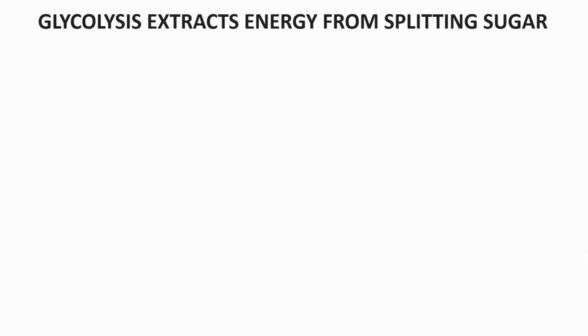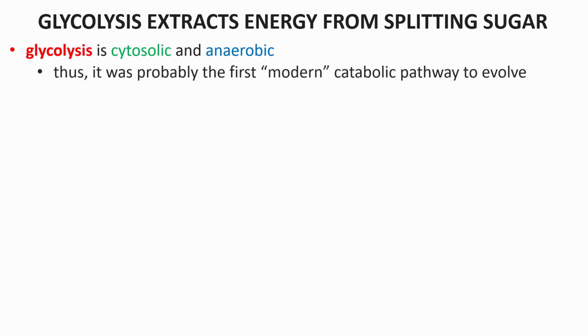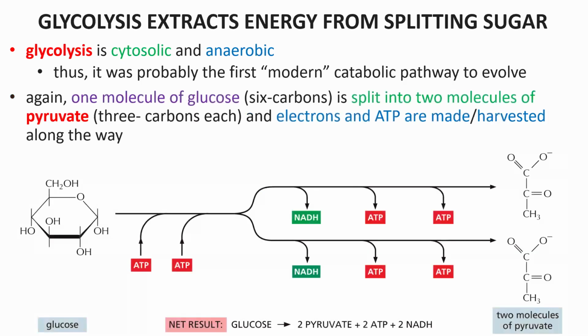Glycolysis: getting energy and making ATP from glucose, getting energy and making pyruvate from glucose. Again, glycolysis is completely cytosolic. All of these reactions will occur in the cytoplasm, and it's anaerobic. It doesn't need oxygen, so we can do glycolysis even in an oxygen-poor environment. Many biochemists and evolutionary biologists believe that for these two reasons, because it doesn't require an organelle and it doesn't require oxygen, glycolysis was probably the first catabolic pathway to evolve that still persists now in living cells.